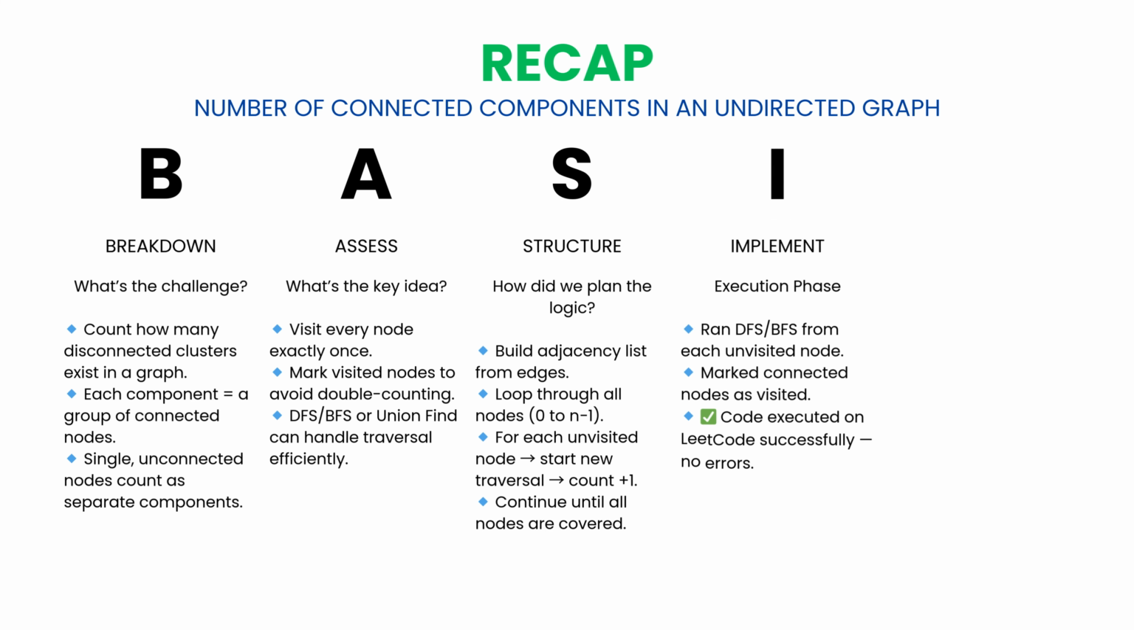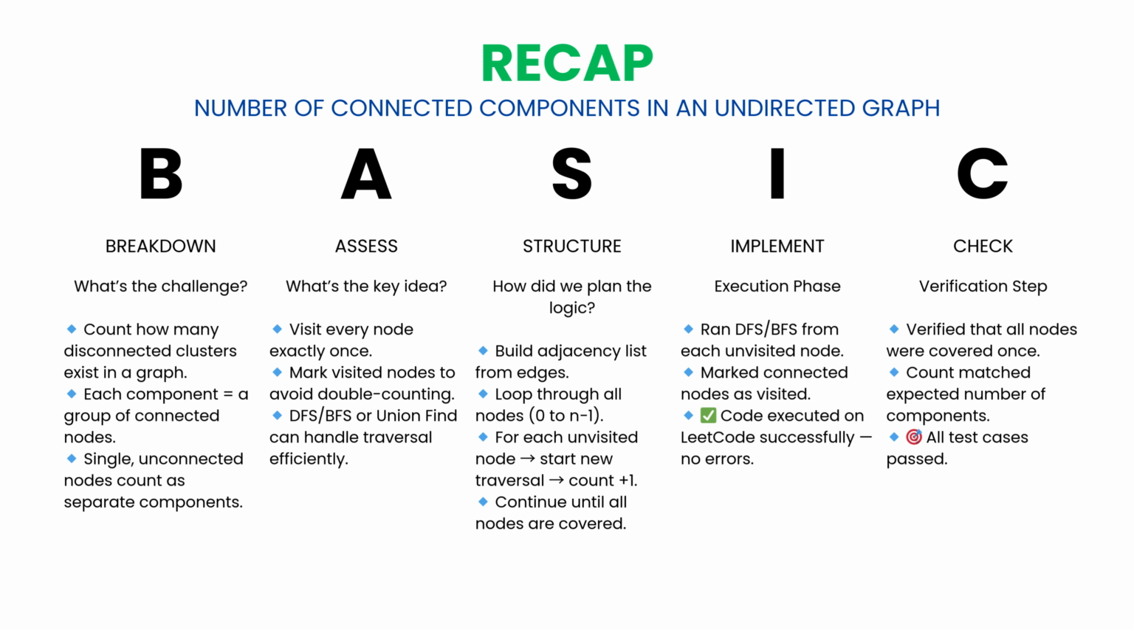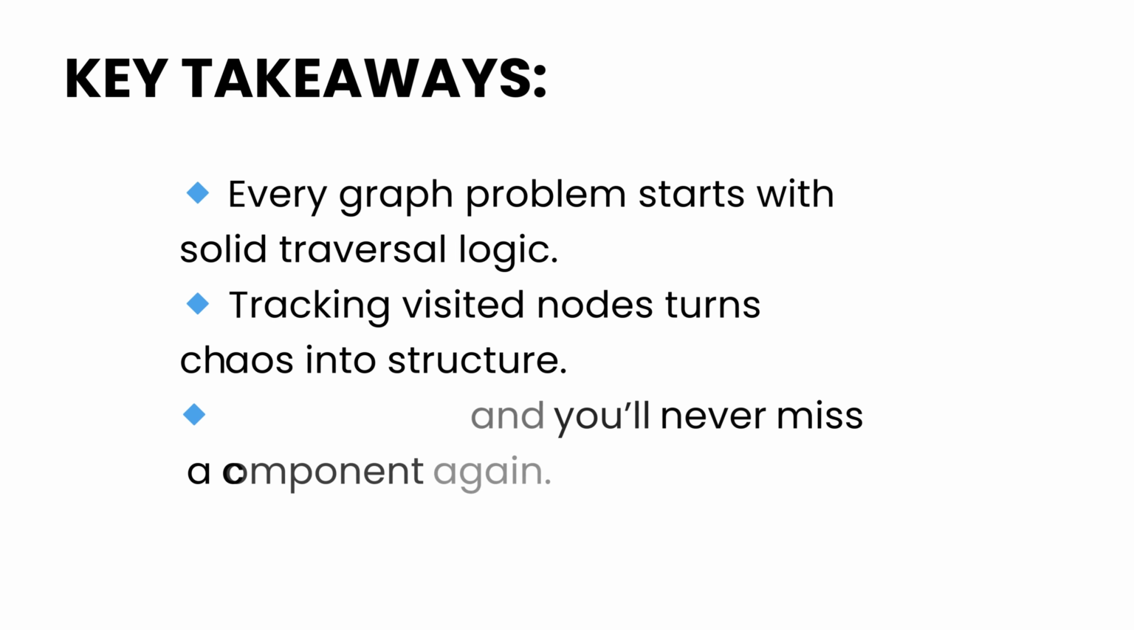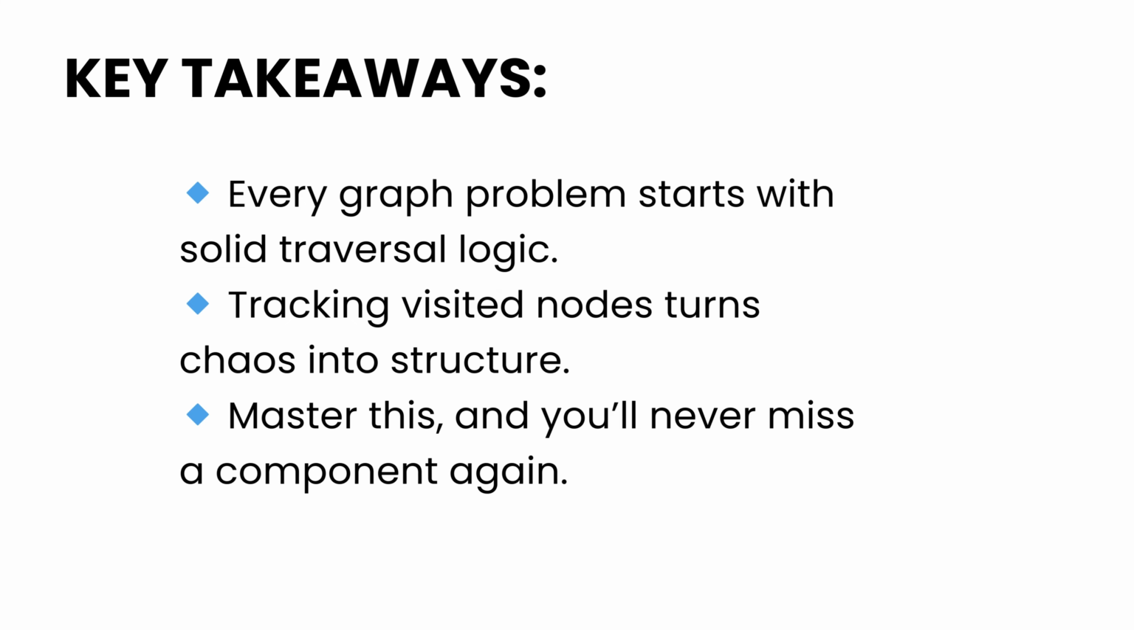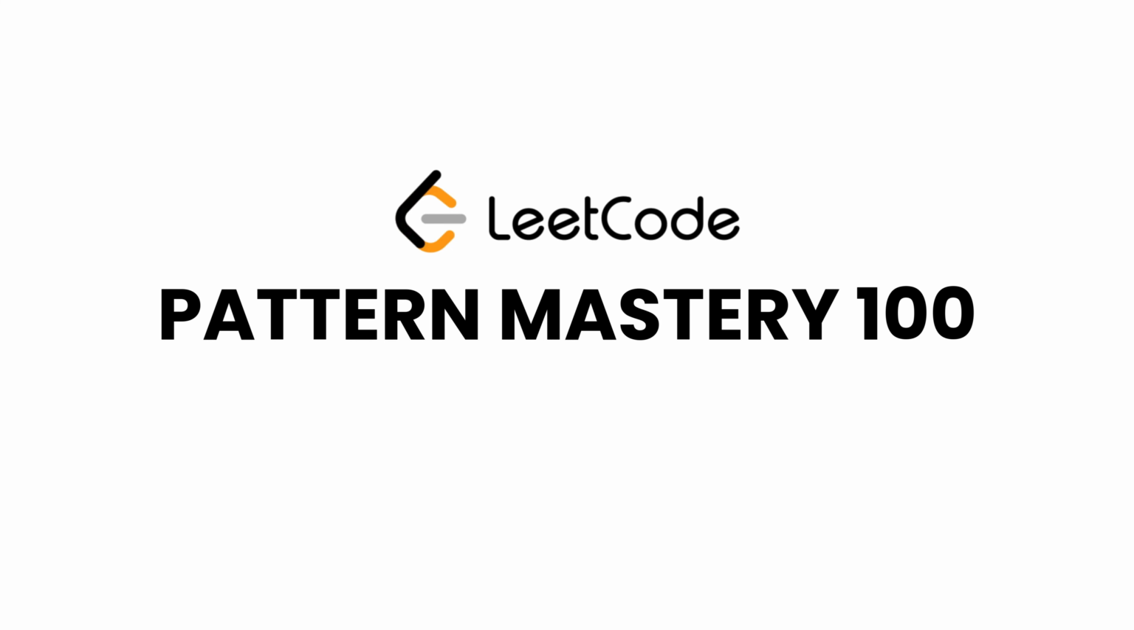We followed that flow. Constructed the graph, ran DFS/BFS from each unvisited node, and marked nodes as visited to avoid repeats. The solution executed on LeetCode smoothly with no errors. We verified correctness by running through disconnected graphs, fully connected graphs, and cases with no edges. The logic behaved as expected and passed all LeetCode test cases. The core lesson: systematic traversal plus careful visited tracking turns complex networks into clear counts. Master this pattern, and you'll breeze through connectivity problems across graphs, maps, and real-world systems.